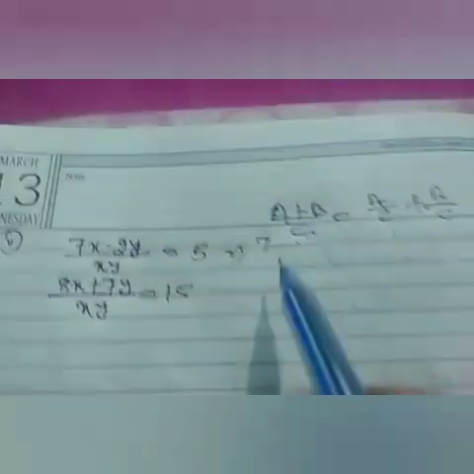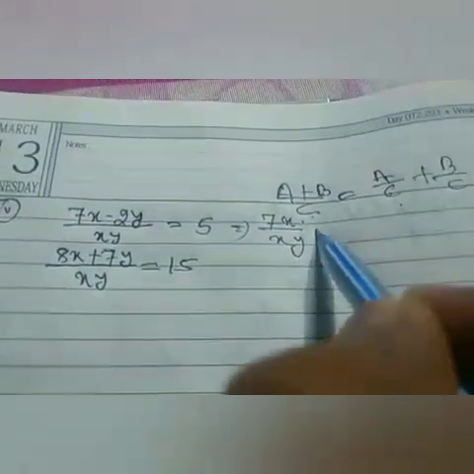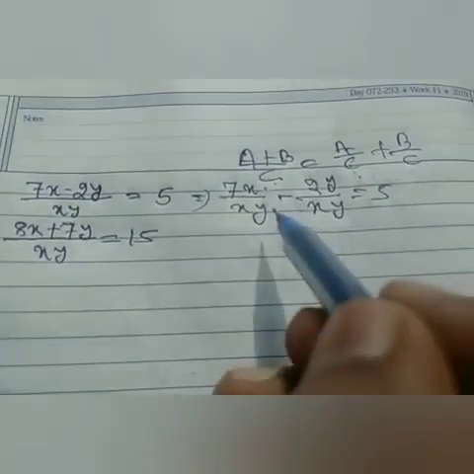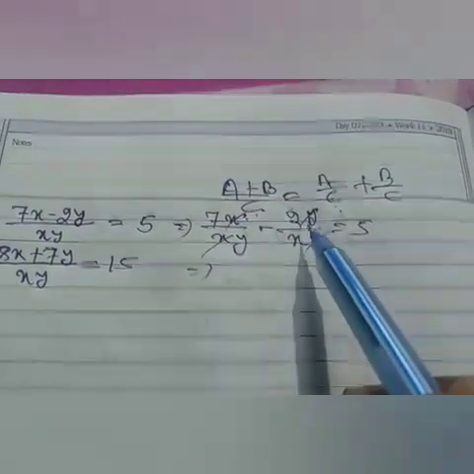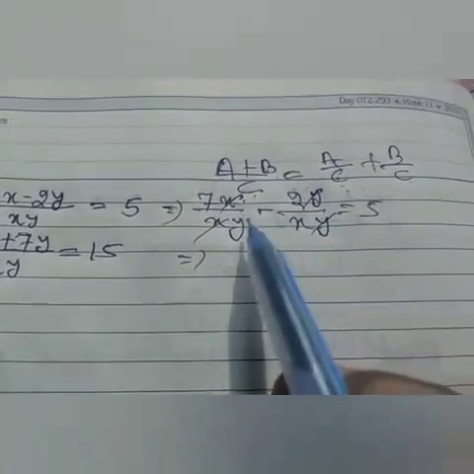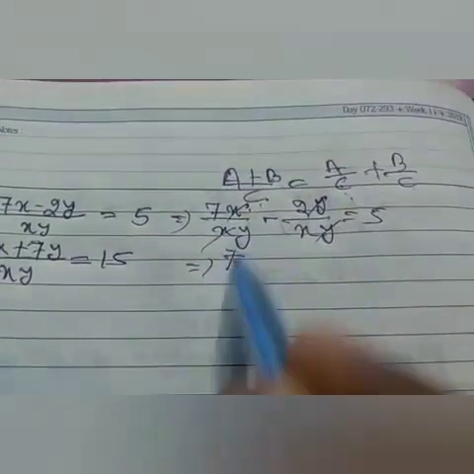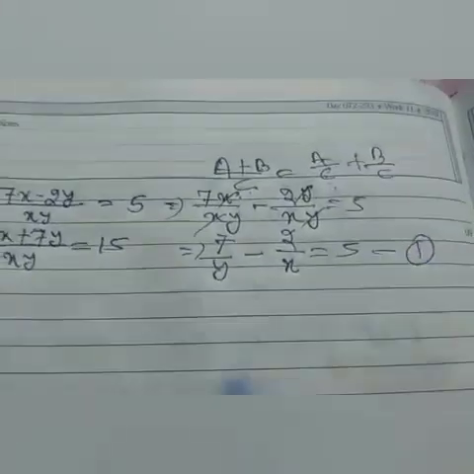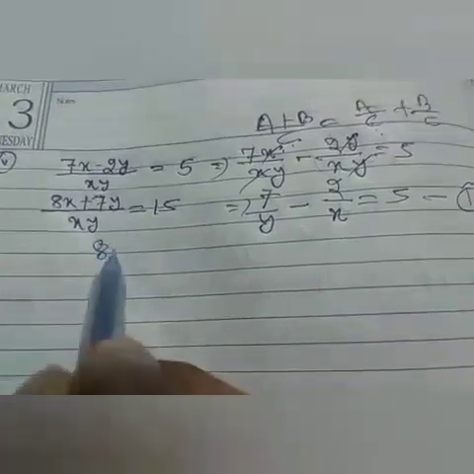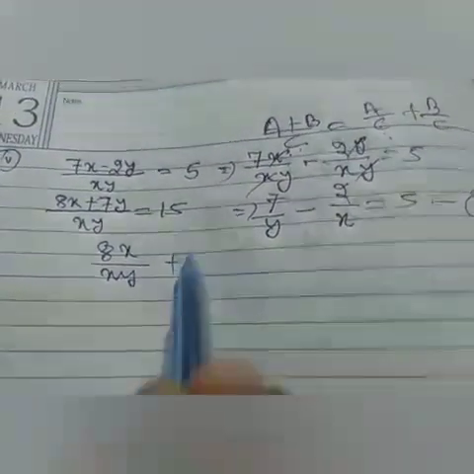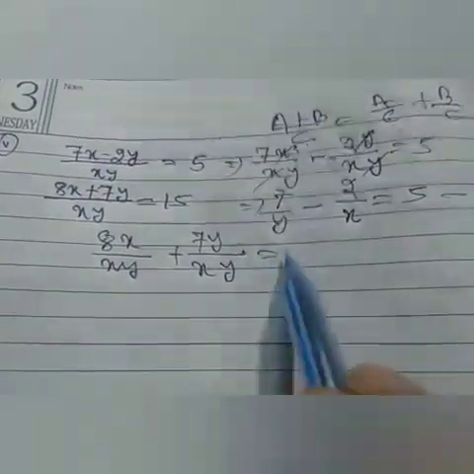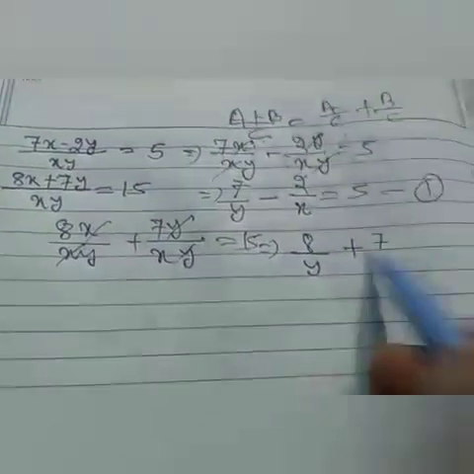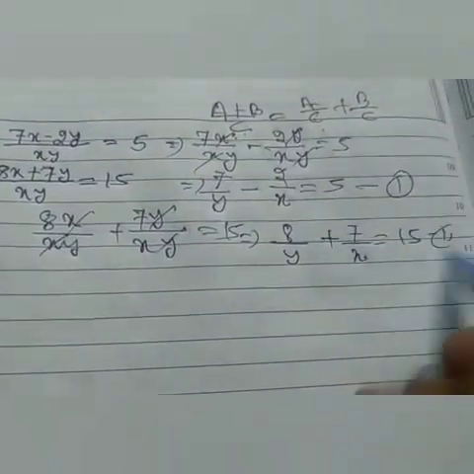Here, 7x by xy minus 2y by xy equals 5. x and x cancel, y and y cancel, then it remains 7 by y minus 2 by x equals 5, that is equation 1. Then this also changes to 8x by xy plus 7y by xy equals 15. y and y cancel, x and x cancel, it becomes 8 by y plus 7 by x equals 15, equation 2.